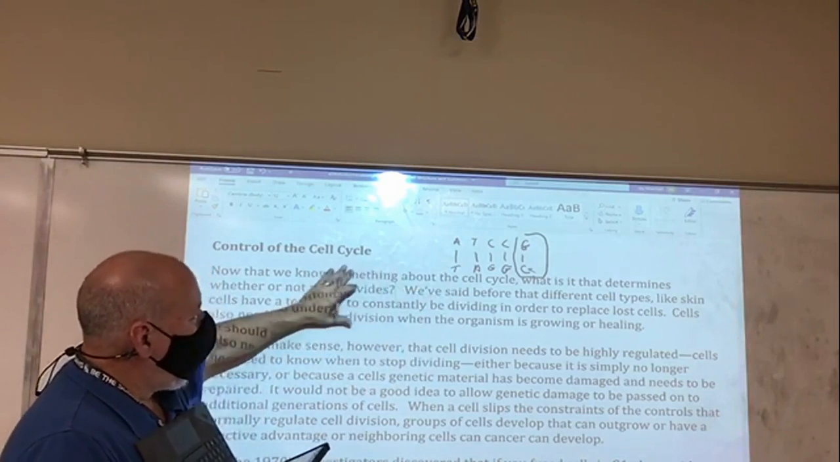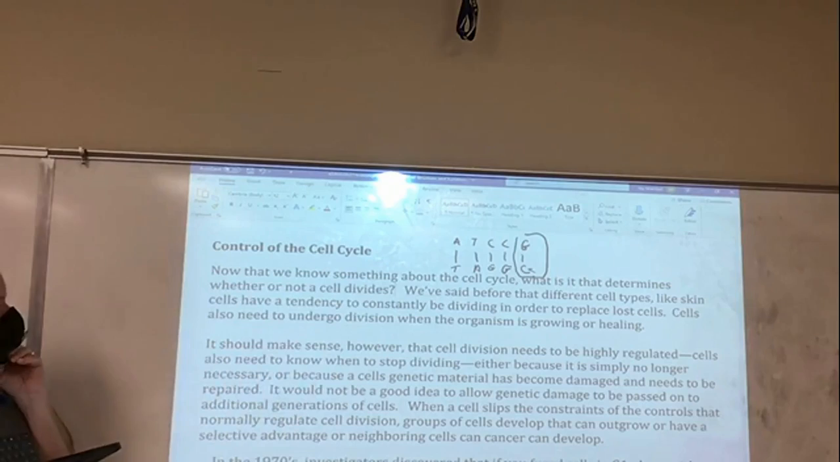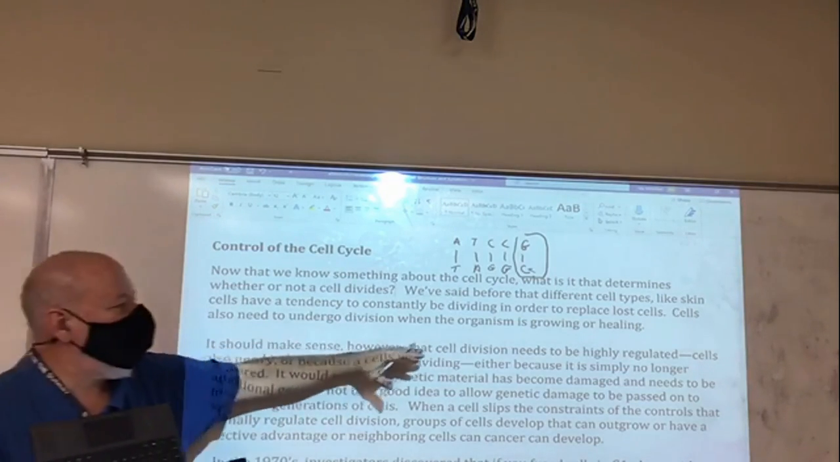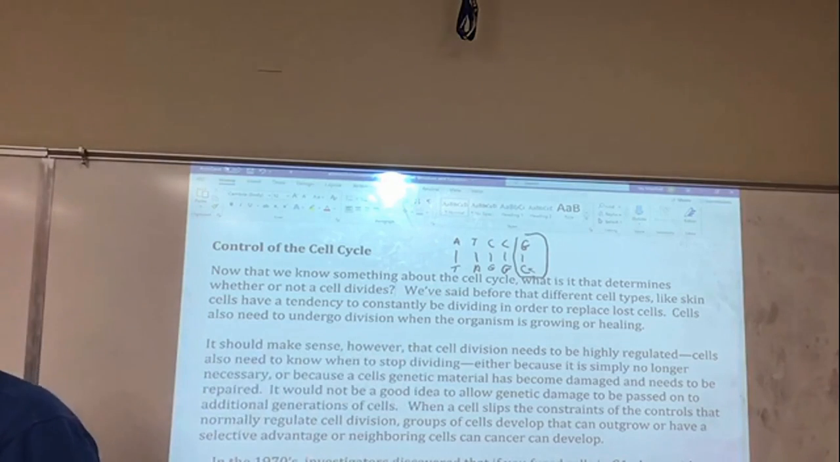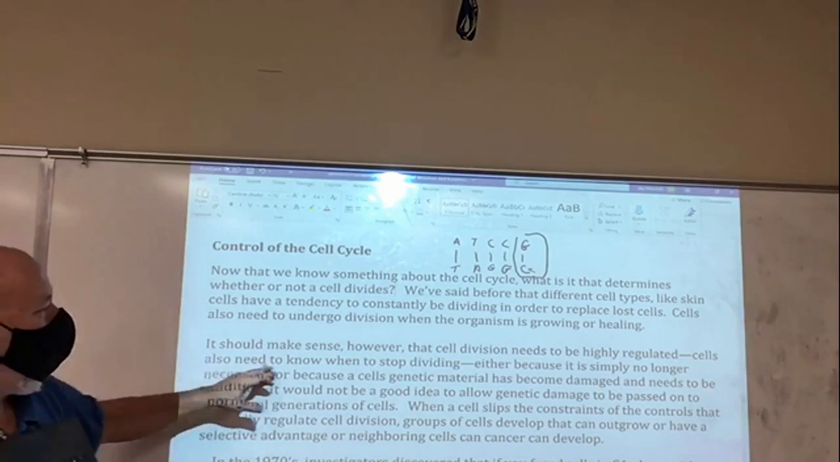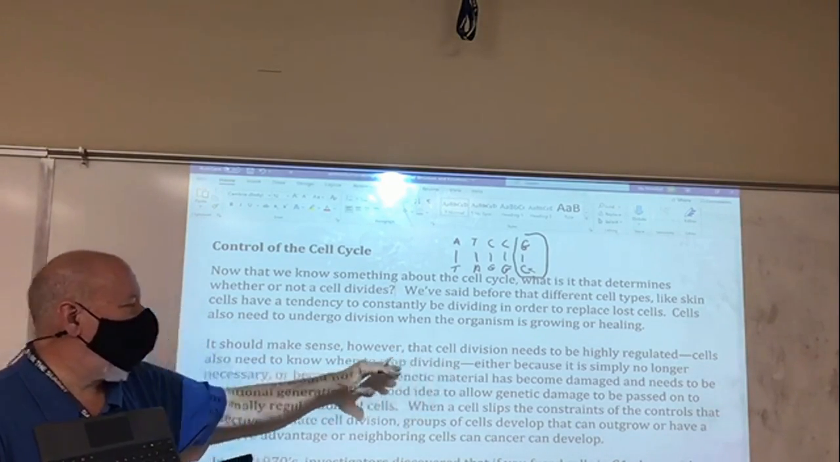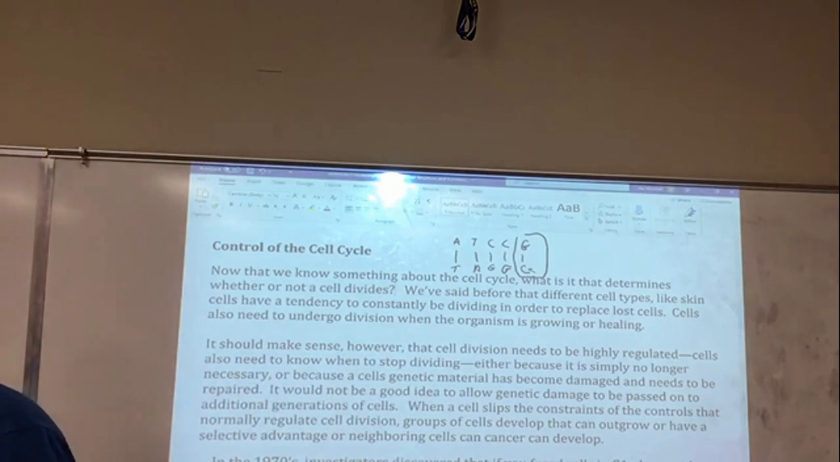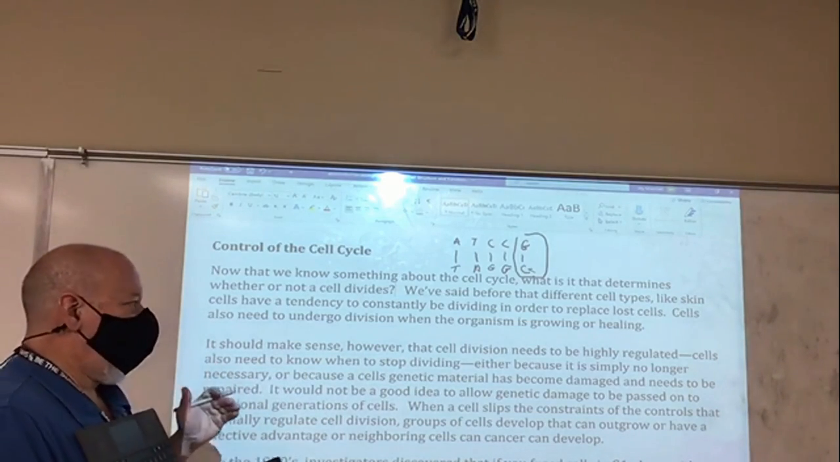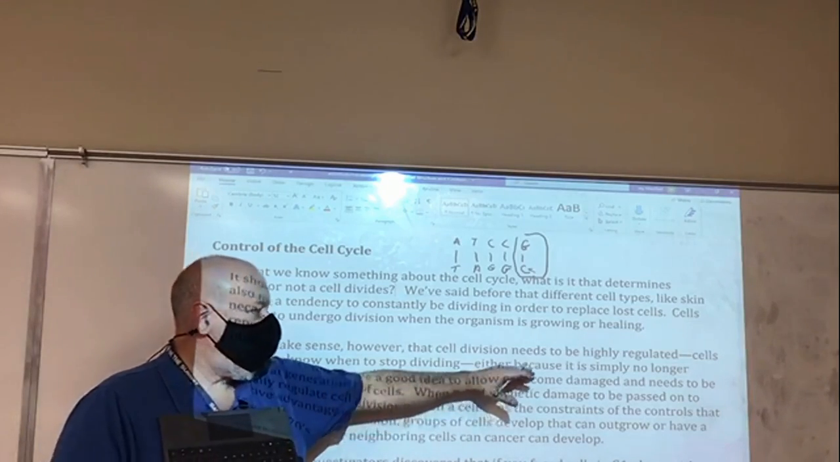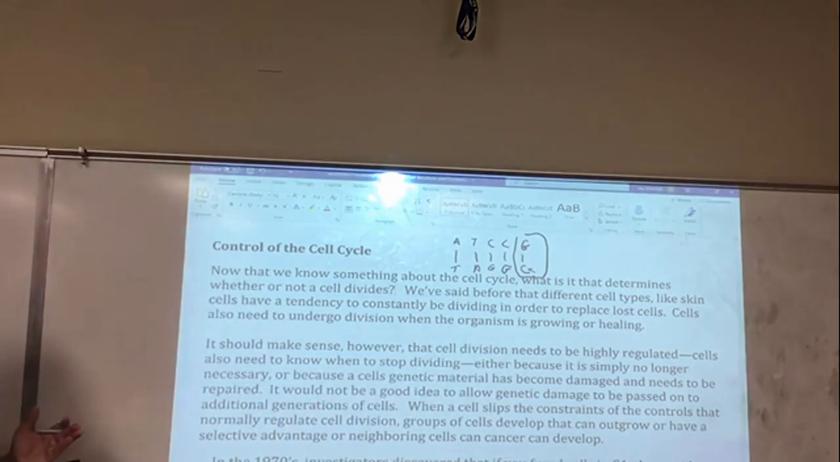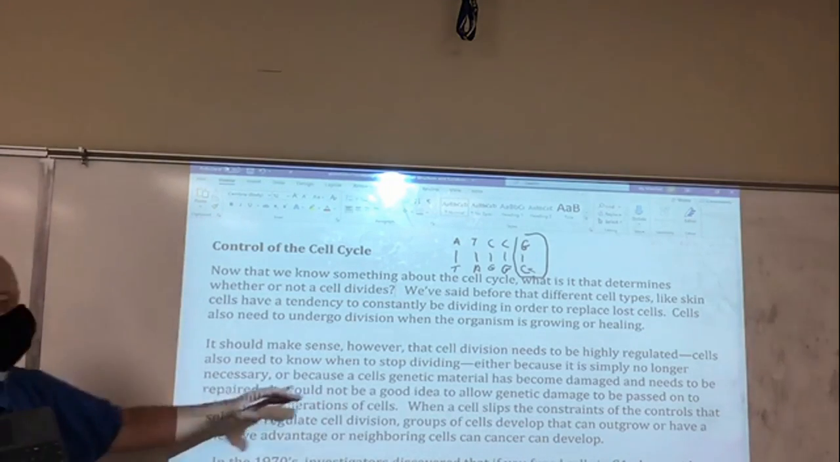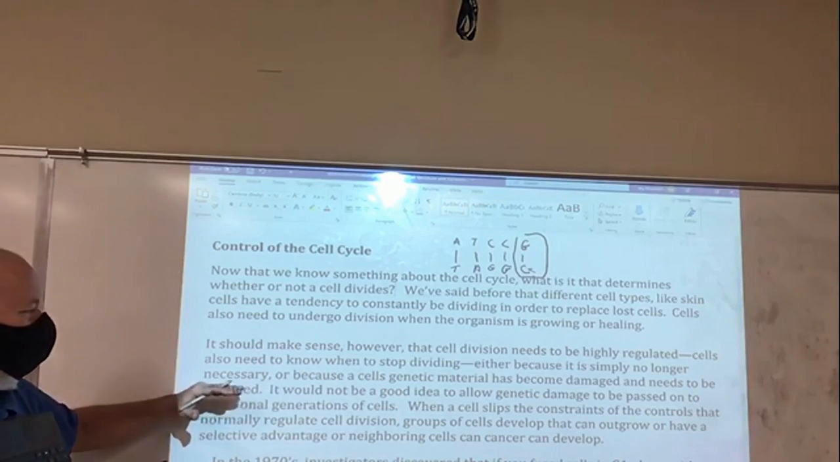So, because I've constantly got this, it should make sense that cell division has to be highly regulated. I have to control everything I do. I need for my cells to know when to stop dividing, because when they don't stop dividing when they're supposed to, that's cancer, or it's at least precancer. Okay? They have to stop dividing either because it's simply no longer necessary or because the cell's genetic material has become damaged and needs to be repaired.